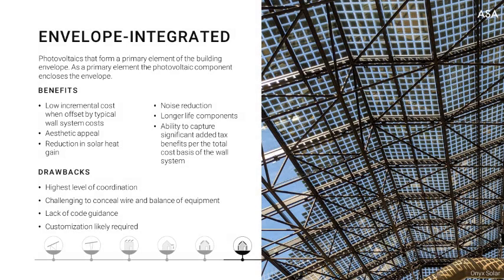The incremental cost of envelope integrated technologies is low because so much of the building's infrastructure can be leveraged. This category offers an opportunity to showcase seamless architectural integration, which lends itself to overall aesthetic appeal. Additional benefits include a reduction in solar heat gain, increased sound protection, and it should be noted that these systems typically conceal their wiring within the envelope, which reduces environmental exposure and can positively impact the life of a PV system. The drawbacks are mostly tied to being the most integrated of all the categories, which makes it the most difficult to coordinate. Wiring and equipment can also be very difficult to conceal.